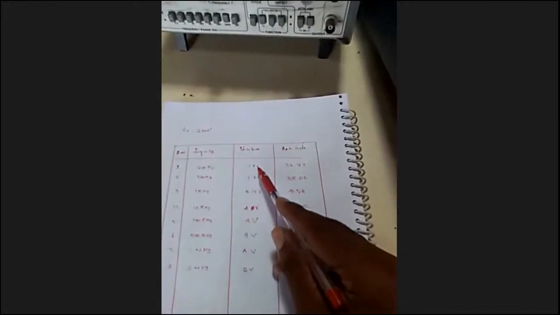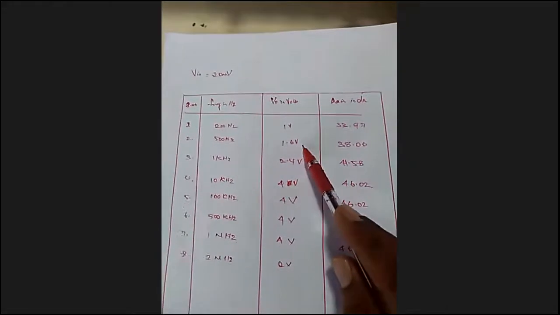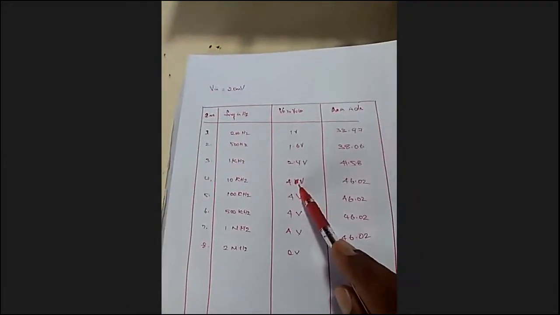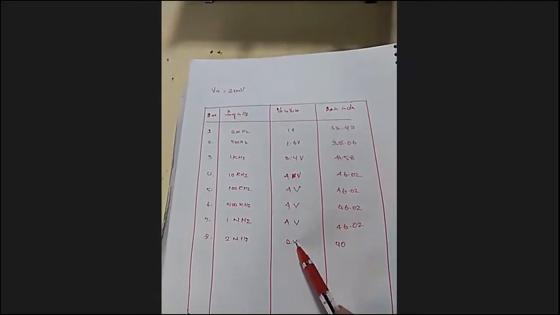So the output voltage goes in this way. I've told you, it slightly increases. It goes to 1.6 volt, then it becomes 2.4 volt. Then for 10 kilohertz, it becomes 4 volt. It remains at 4 volt up to 1 megahertz, and then it becomes lower at 2 megahertz.